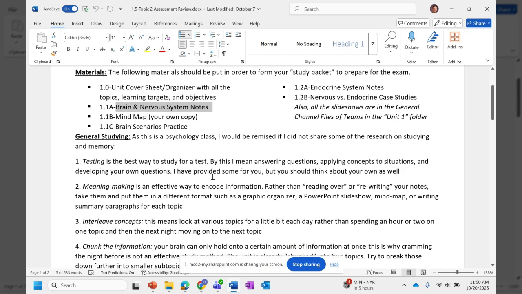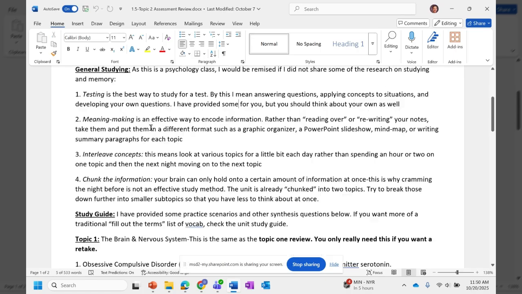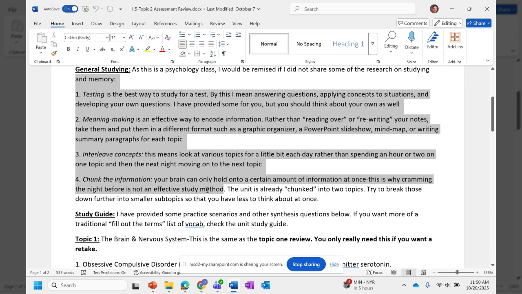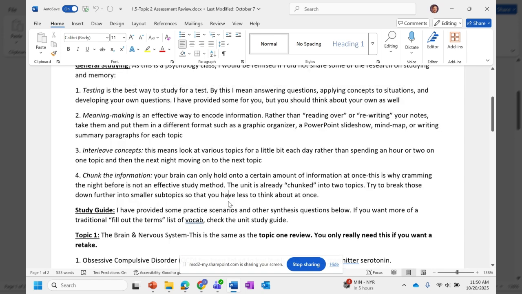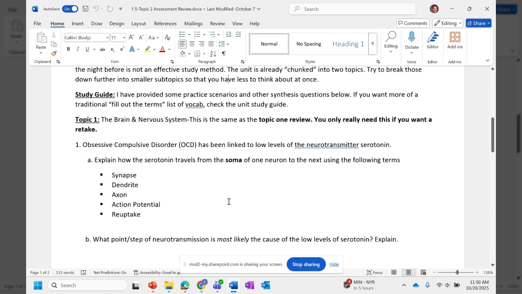There will be a retake opportunity if you weren't happy with your topic 1 quiz score, or if you didn't take that, because that's an issue. Also, I'll give you some general studying tips that have been psychologically tested to help with your memory and understanding of information. So anywho, that's that.